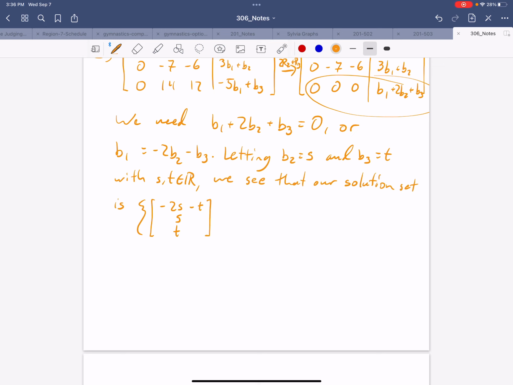You see what we did there, right? Negative 2b2 minus b3, that's b1. Just to be clear, this corresponds to this, this, this, okay? And we're assuming that s and t are in the reals.